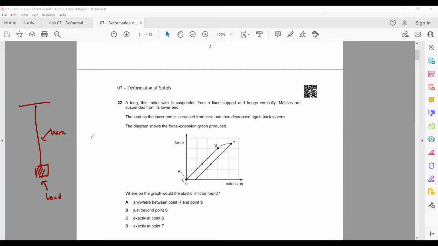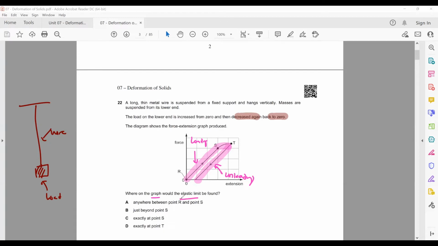So you are increasing the force acting on the wire, which in turn gives you some sort of extension. You gradually increase it, find out the extension, and at the same time take measurements of the force and extension to give you this graph here. As you keep loading, after a while, you start to decrease it back to 0, giving you the appearance of this graph here. Needless to say, this one will be the loading part. This one will be the unloading part.